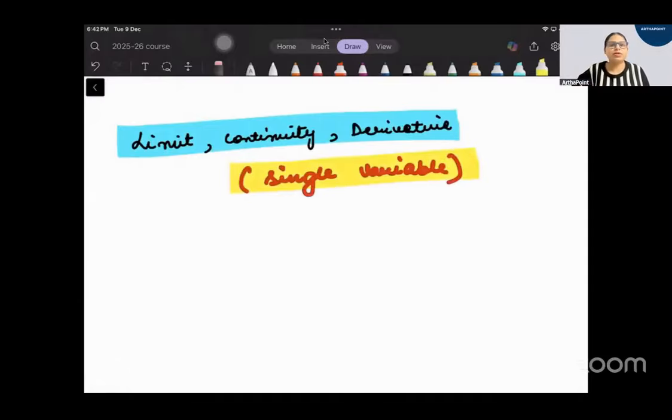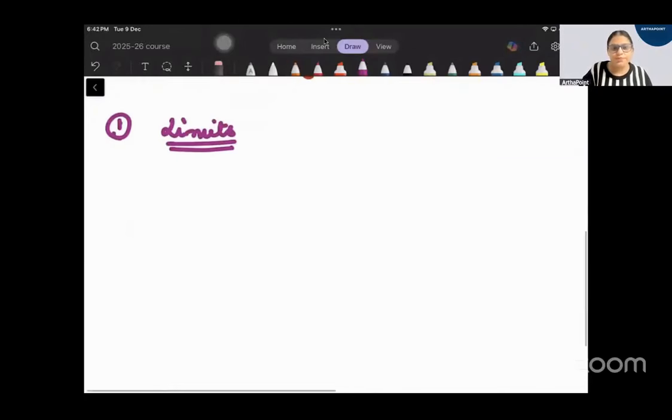For a single variable. Okay. We begin by talking about limits first. So first of all, limit means what? Limit means that we are going ahead and we are approaching a particular number. It does not mean we are finding the value at that number.